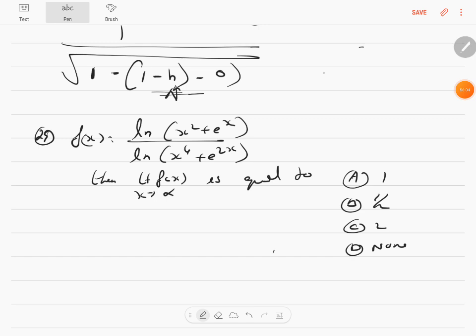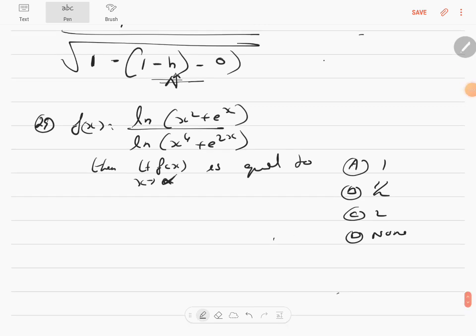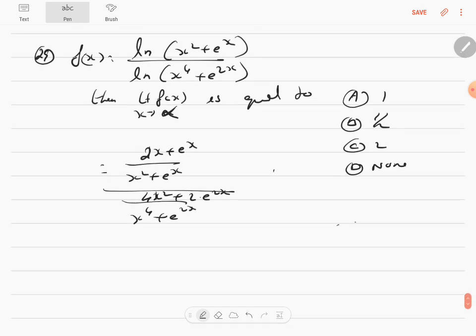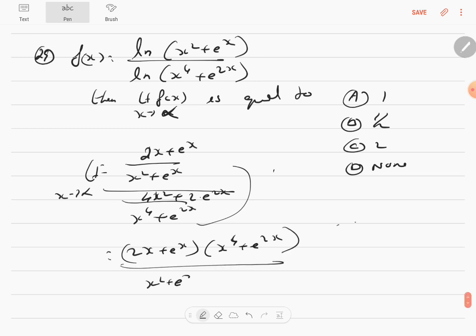So let's apply L'Hopital's rule, because x tends to infinity, but it's not a function to the power of a function or anything. It's just a normal function. So let's differentiate the numerator: x square plus e to the power x into 2x plus e to the power x by x to the power 4 plus e to the power 2x into 4x square plus 2 into e to the power 2x. So then the limit tends to infinity. You have 2x plus e to the power x into x to the power 4 plus e to the power 2x by x square plus e to the power x into 4x square plus 2 into e to the power 2x.